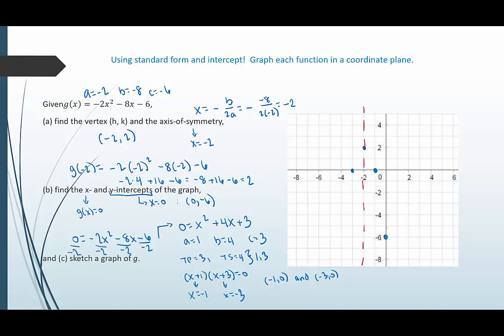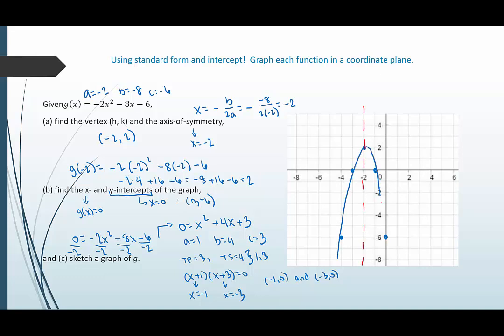Let's find another point. I want that 5th point because I only have 4. This is 2 units away from that vertical line. Let's go 2 in the other direction. There we have it. Negative 4, negative 6 is another point. And we're going to connect these with a nice smooth curve.